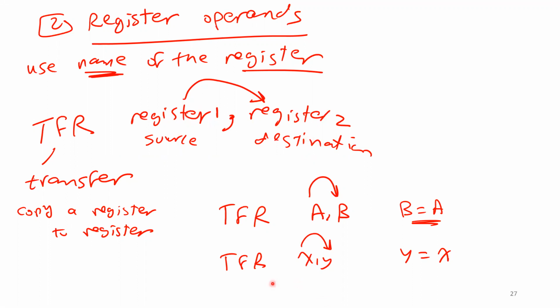So another example here, I can say transfer. Transfer again means copy. So here, copy X to Y. What is this one going to do? Y should equal X. Is that okay, guys? So very easy. If your operands are registers, just use the name of the register: A, B, X, Y, and so on. Very easy, right? Any questions?